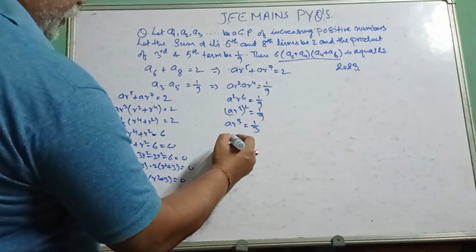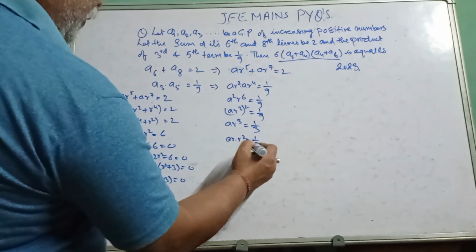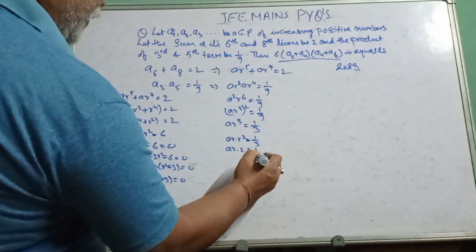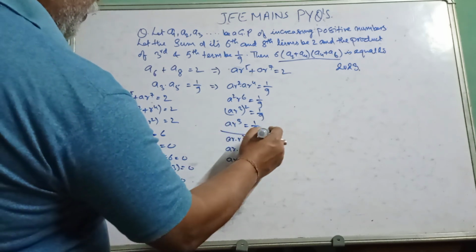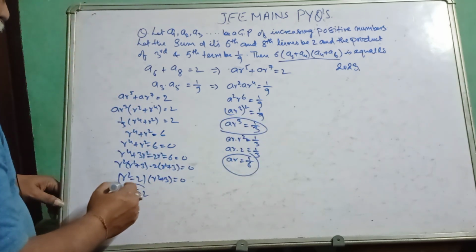Now again here, AR into R square is equal to 1 by 3. So AR into 2 is equal to 1 by 3. So AR is equal to 1 by 6. So this is one result, this is one result, and this is one result.